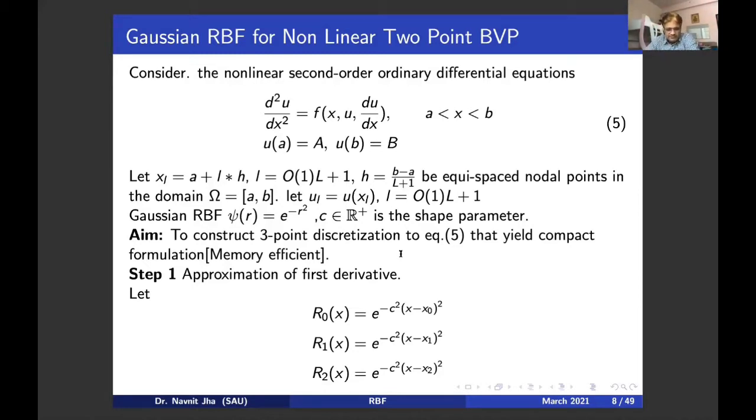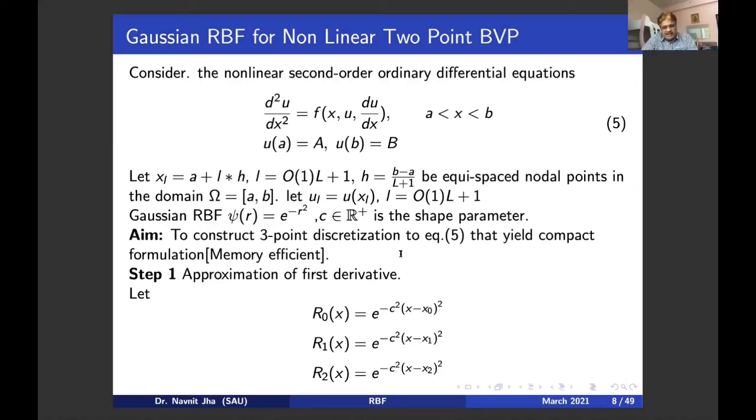So here I have taken a differential equation d2u by dx square equal to a function of x, u and du by dx. This is basically a non-linear differential equation, but for the time being, all of you please take that our differential equation is only d2u by dx square equal to f of x. The very simplest form of second order ordinary differential equation.